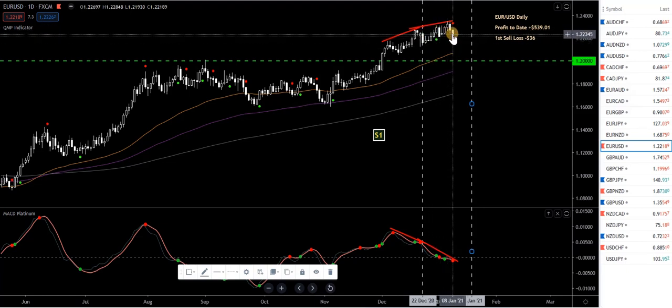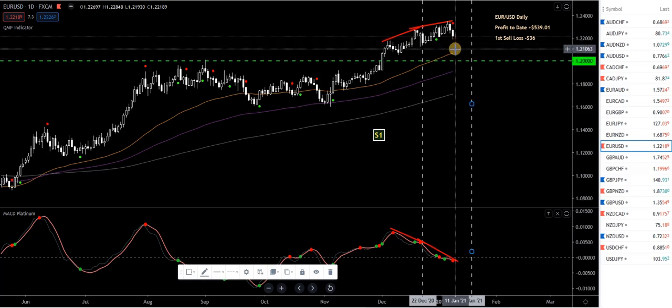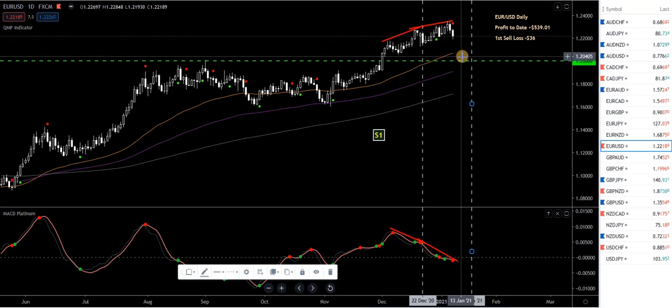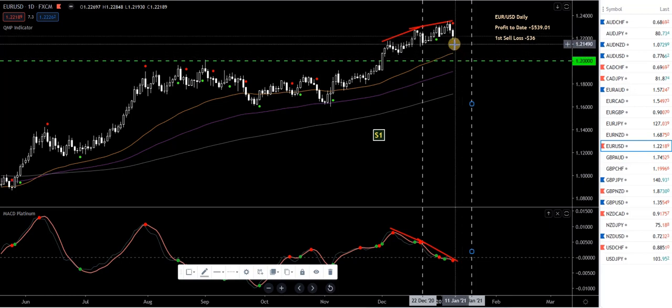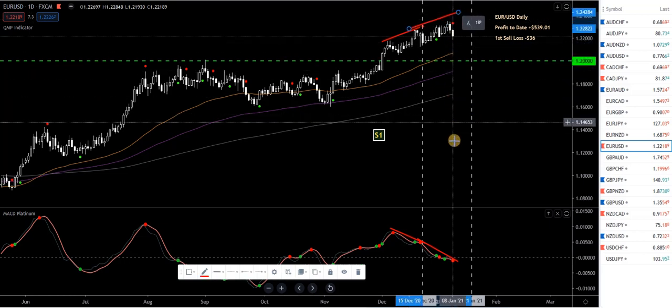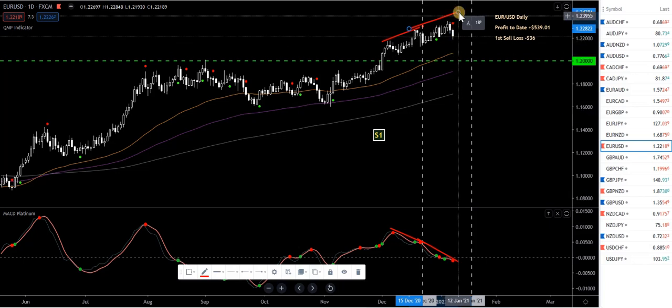Now on Monday, this is the difference between MT4, MT5 and TradingView. TradingView shows what's coming Monday. MT4, MT5 doesn't. So on Monday, there's a sell signal there. See the red dot on the QMP filter? There. Now, the MACD platinum's below the zero level.